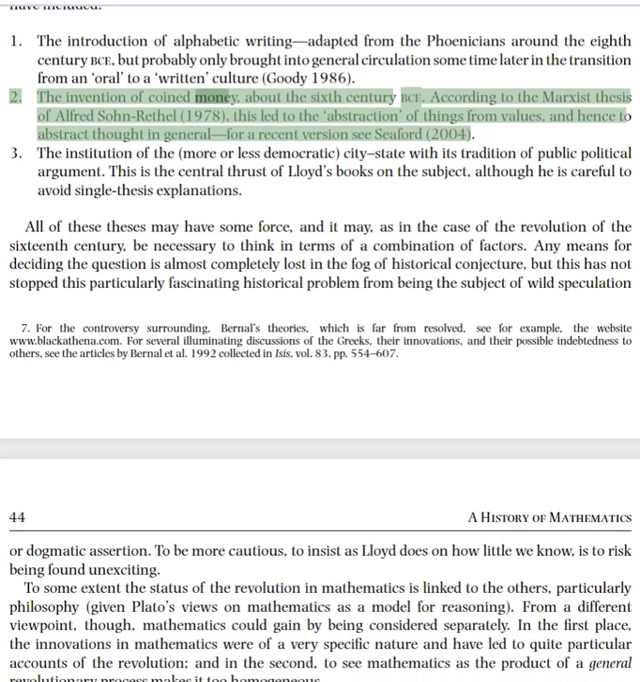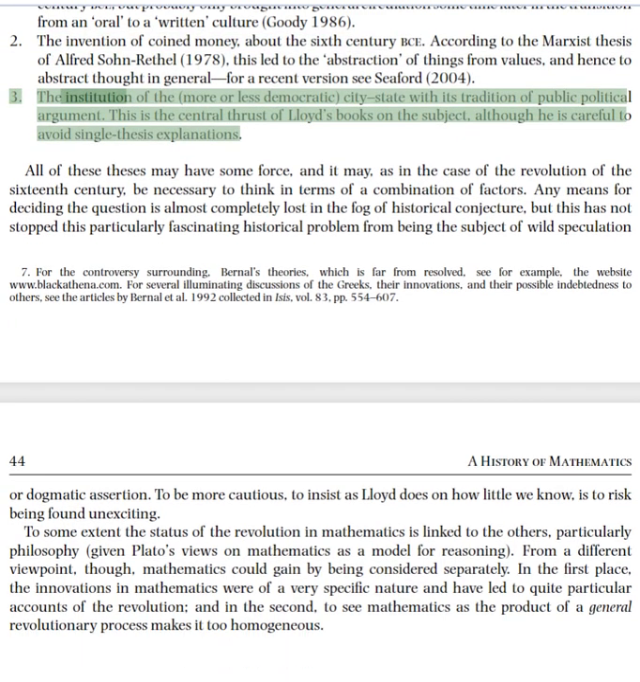2. The invention of coined money, about the 6th century BCE. According to the Marxist thesis of Alfred Sohn-Rethel, this led to the abstraction of things from values, and hence to abstract thought in general, for a recent version see Seaford. 3. The institution of the city-state with its tradition of public political argument. This is the central thrust of Lloyd's books on the subject, although he is careful to avoid single thesis explanations.